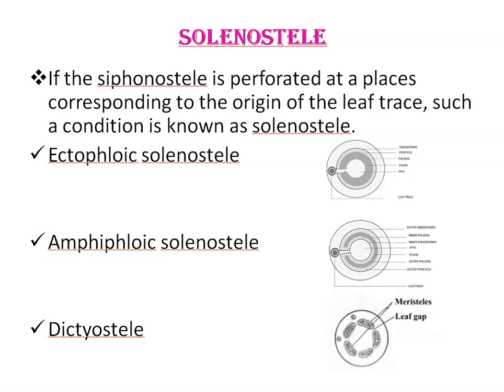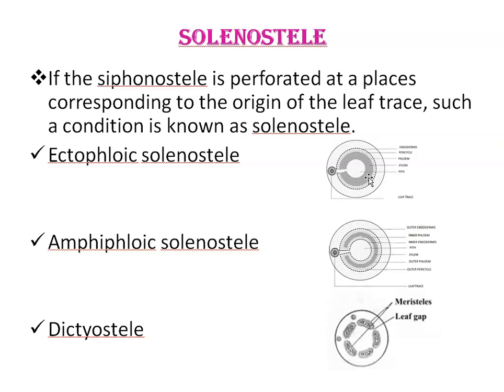Next is solenostele. If siphonostele is perforated at the place or places of the origin of the leaf trace, such a condition is known as solenostele. Solenostele may be ectophloic solenostele or amphiphloic solenostele. Ectophloic, just look at this first diagram. Ectophloic solenostele, this type of solenostele is derived from the ectophloic siphonostele.